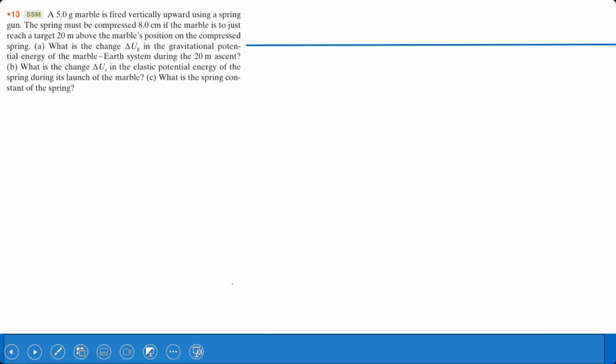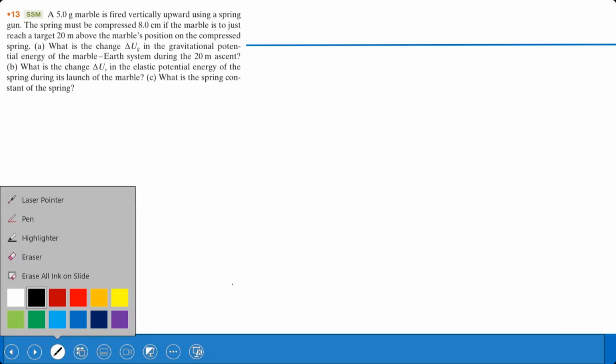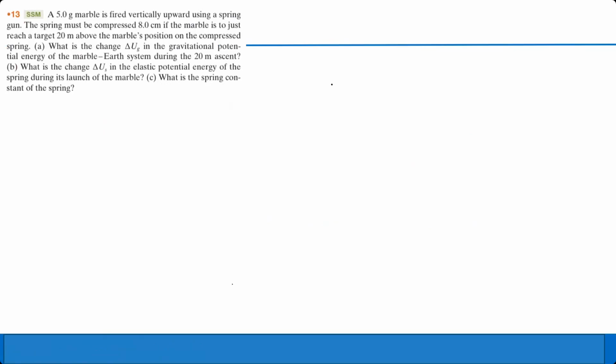Means I deleted my notes by mistake. It's okay. I'll just continue with my results. So we found the UG to be 0.98 joules. And I'm trying to find the change delta US.